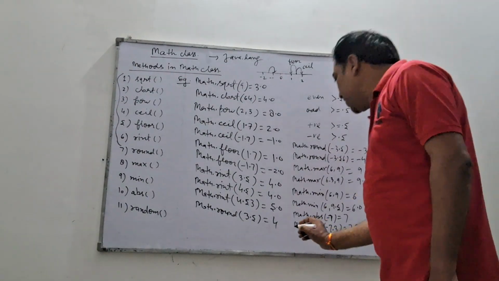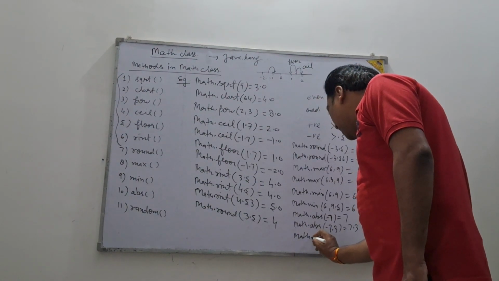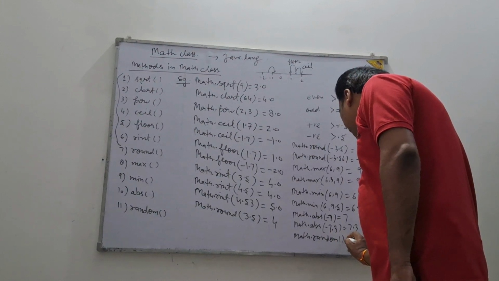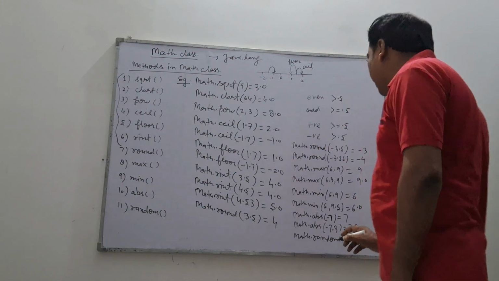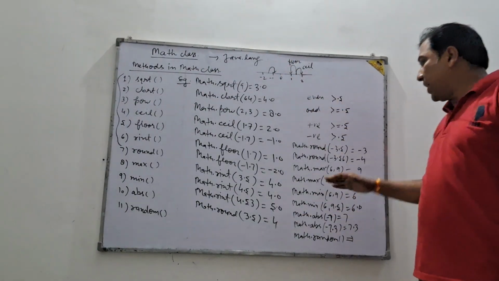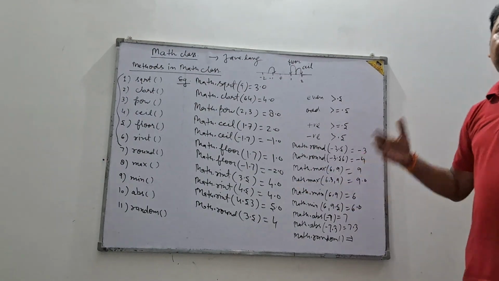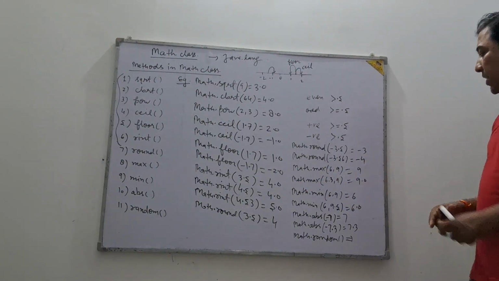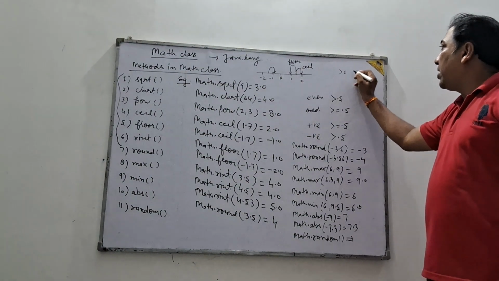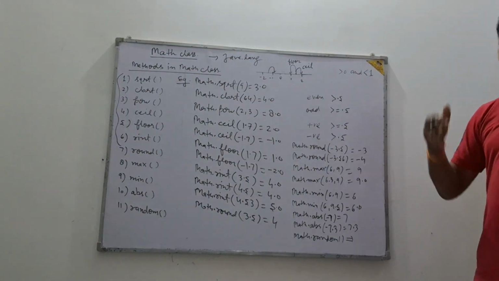And the last function is random. The random function does not take any argument and it returns a random value between 0 and 1. A random value between 0 and 1 means a number which you cannot guess. For all other functions, you can guess the output. But when you use Math.random, you cannot guess the exact output. But one thing is sure, the number will be more than 0 and less than 1. That means it will be in decimal point.